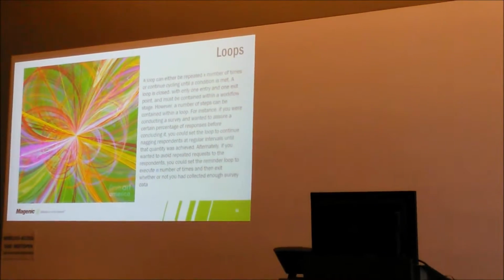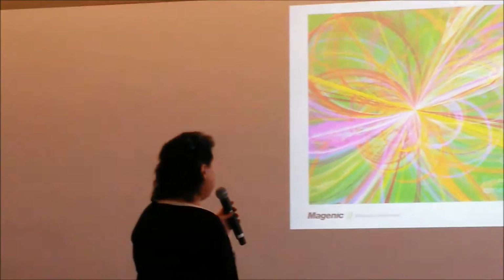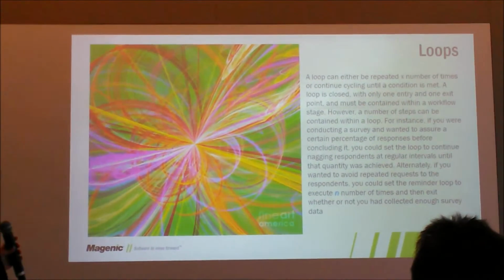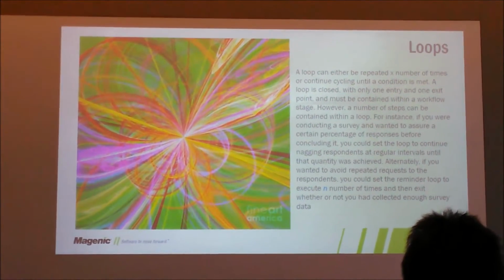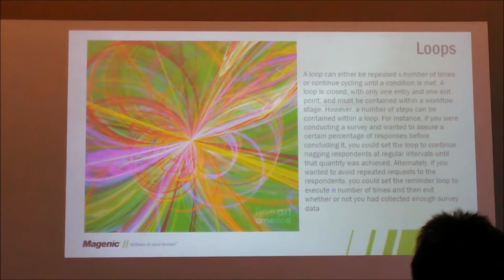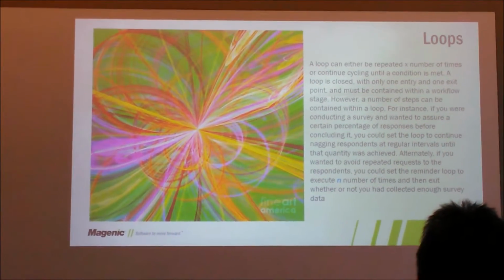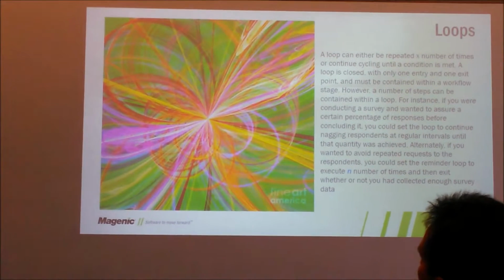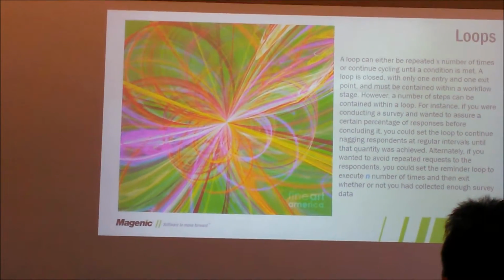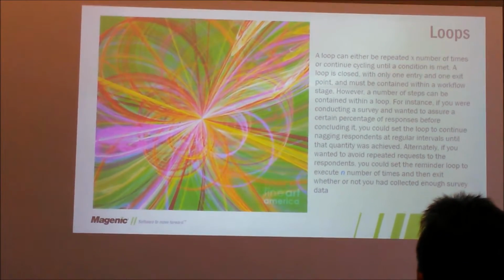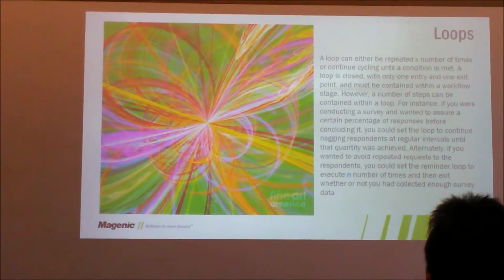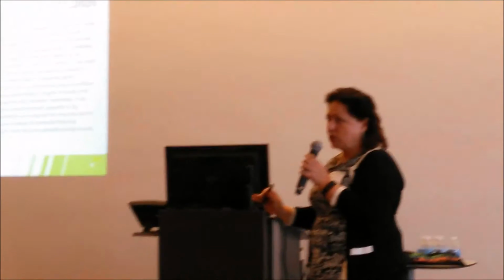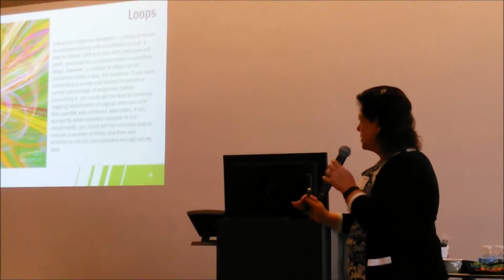And this is a graphic I found regarding loops that I liked a lot. And it kind of represents a couple of things that are typical of loops in the new SharePoint Designer, and that is that there is one entry point and one exit point to a loop. So you go into the loop and you cannot go out until the condition is met. So you can contain a number of steps inside of a workflow, but you cannot contain workflow stages.